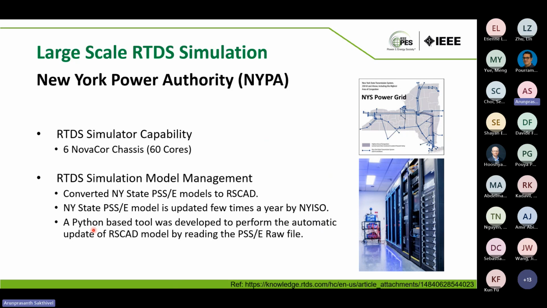And this is an example from NYPA. They have a big simulator that consists of 6 NovaCor chassis consisting of 60 cores. And they have modeled the New York State transmission network. They converted it from PSS/E, and then they keep the model up to date using the actual measurements.